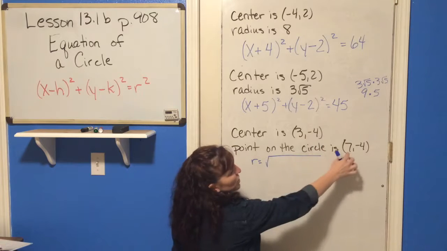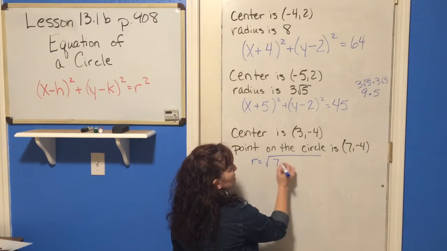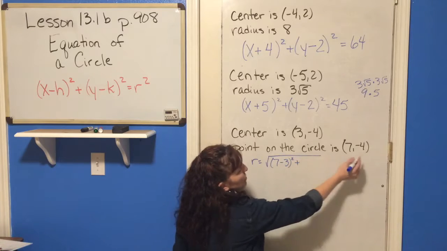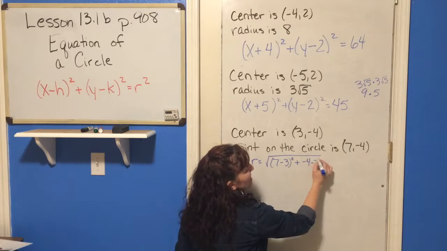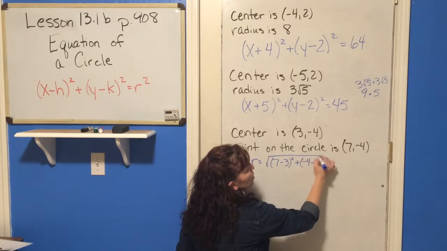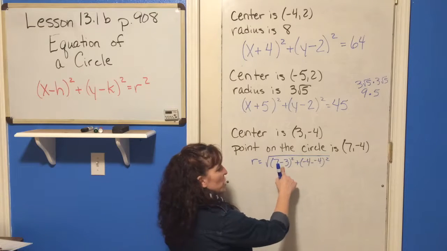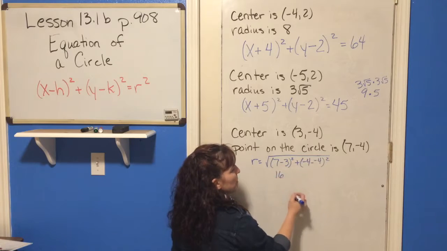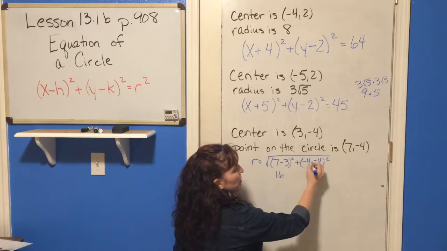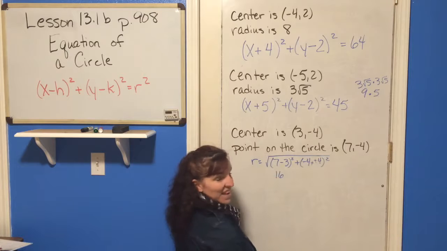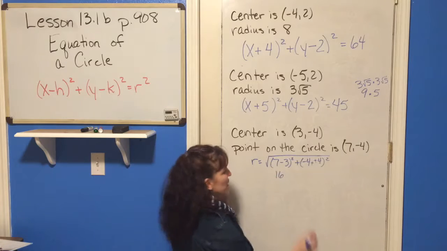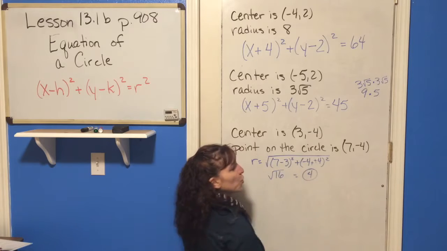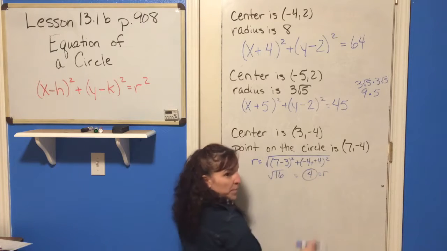And so let's do the 7 minus 3 first to keep things positive, just because we can. 7 minus 3 squared plus −4 minus a −4 quantity squared. 7 minus 3 is 4, and 4 squared, 4 times 4 is 16. −4 plus a +4, that's nothing. Plus 0 squared is just 0. So the square root of 16 is 4. So the radius is 4.